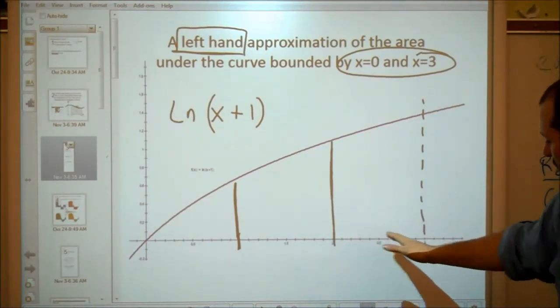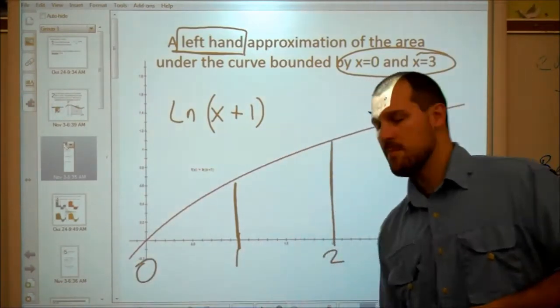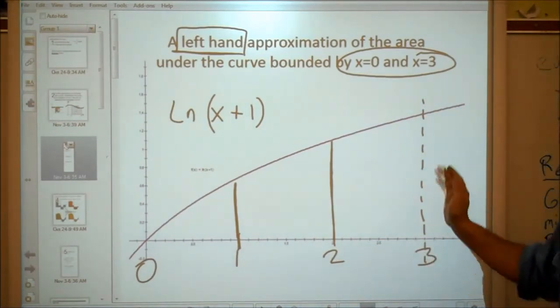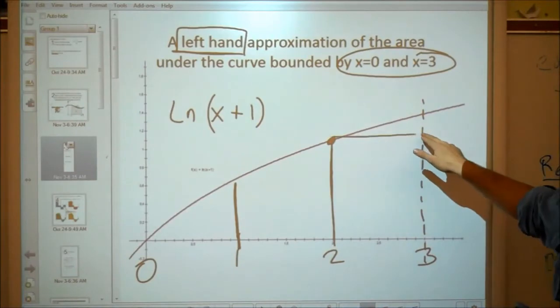So I've got this interval right here from 2 to 3, and I'm going to use the left side of that interval. Okay, so 2 and 3, the left side is this one. I'm going to use that y value from 2 to make a rectangle.